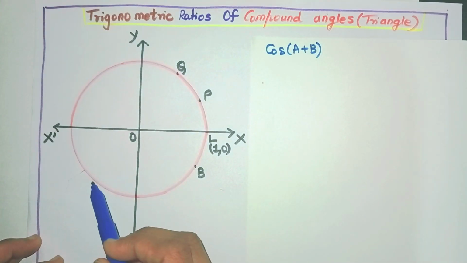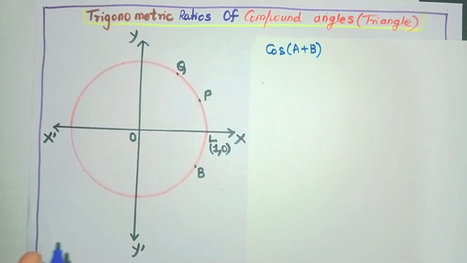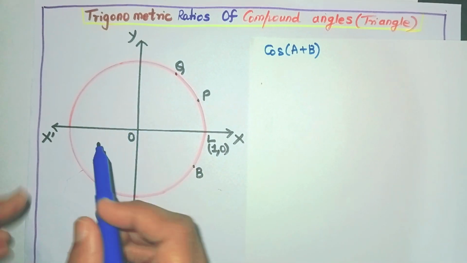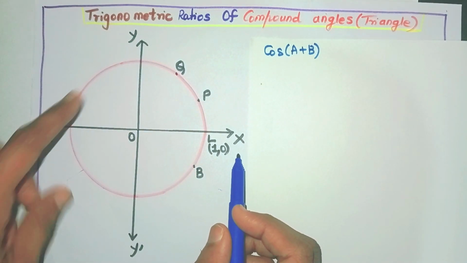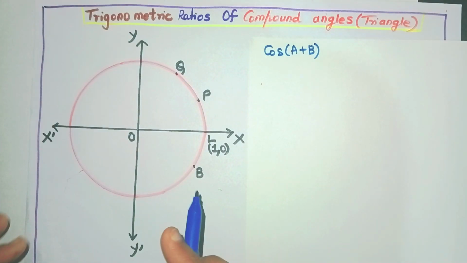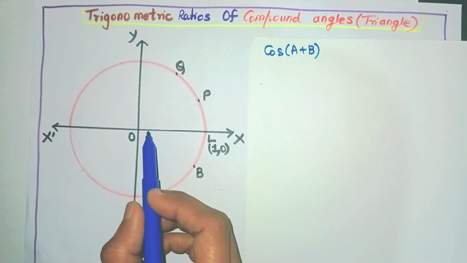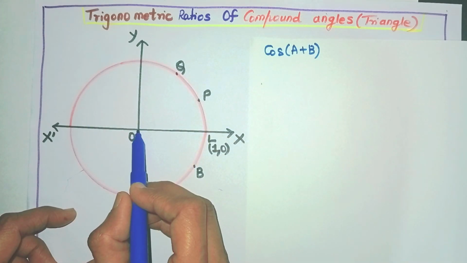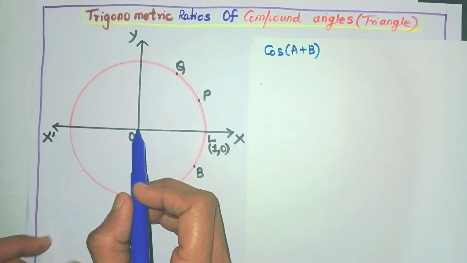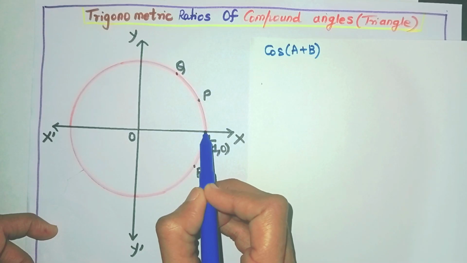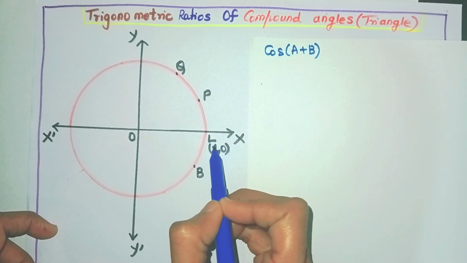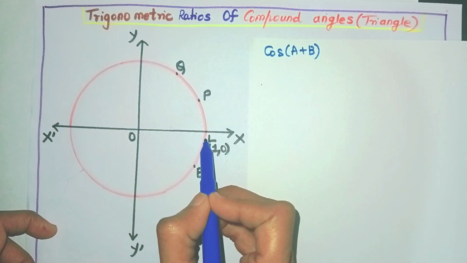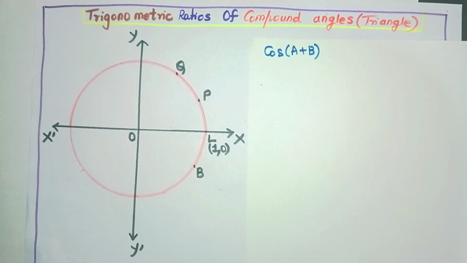Now for that, let's consider this circle which is having radius 1 unit. Okay, now this is the center of the circle. Now we are going to place the x-axis and y-axis in such a way that the origin is exactly coinciding with the center of the circle. Okay friends, over here. Now since the radius is 1 unit, what will be the coordinates of this point L? Yes, it will be 1, 0. So the x coordinate will be 1 because the radius is 1 and the y coordinate will be 0.